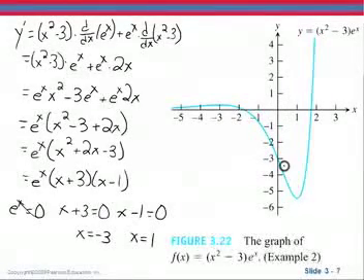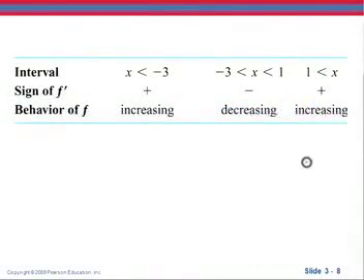and at positive 1. Okay, so here you can see it's increasing and then it starts decreasing, and then it changes from decreasing to increasing here. Okay, now if we did the same kind of thing as we did before, we could pick points in each interval. Any point to the left of negative 3, less than negative 3, is going to have positive slopes. Anything between negative 3 and 1 will have negative slopes, and anything greater than 1 will have positive slopes.